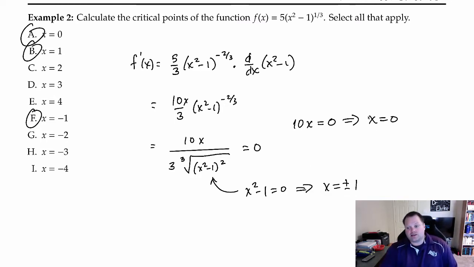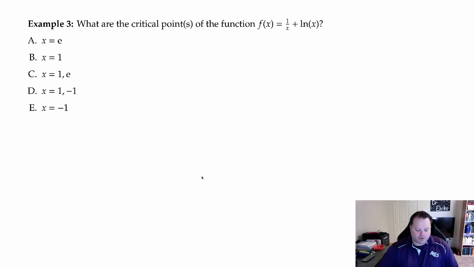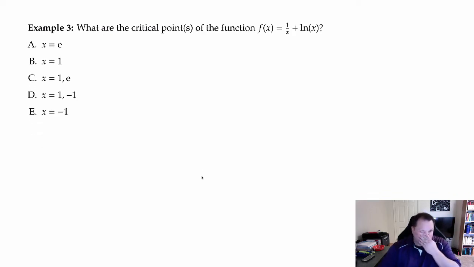If you just got x equal to 0, you need to make sure that you're looking for places where the derivative might be undefined. All right, let's do another one. What are the critical points of the function 1 over x plus natural log x? So I'll pause here, let you try it on your own, then we'll take a look at it together.